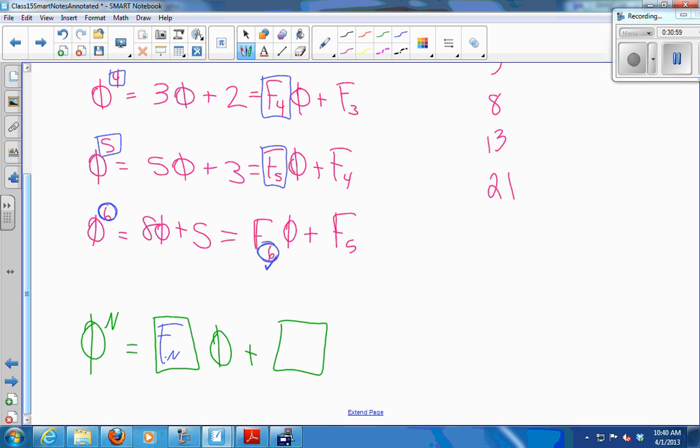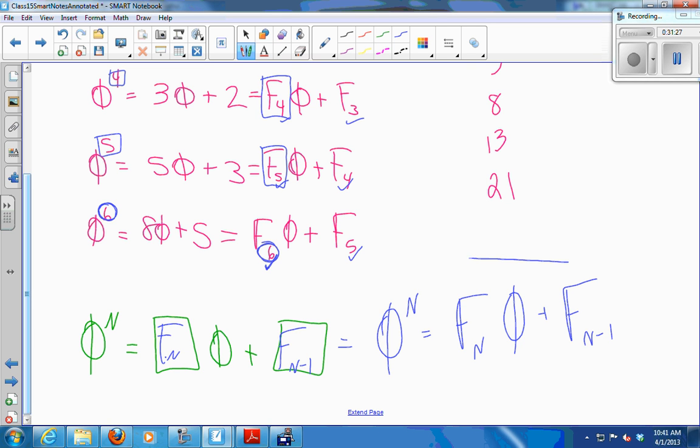And in all of my equations, the first Fibonacci number I used was F6 here, and then I went down one to get the other. So I have F5, F4, F4, F3. Yep, so it's F sub n minus 1. So this is your formula on how to raise phi to the nth power: F sub n times phi plus F sub n minus 1.